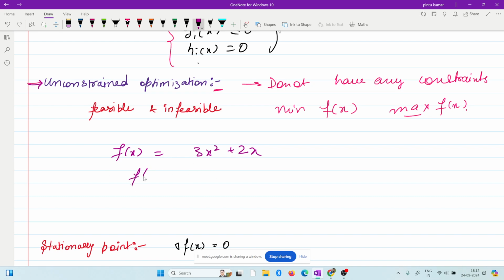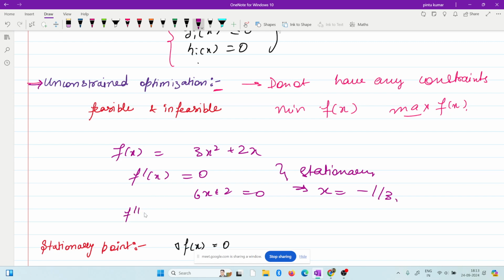What you used to do is, first of all, set f dash x equal to 0 to obtain stationary points. In this case, it would be 6x plus 2 equal to 0, or x equal to minus 1 by 3. Then you calculated f double dash x, and based on the sign of f double dash x, if it is greater than 0, you can say that this is a local minima. This is what you did in class 12.